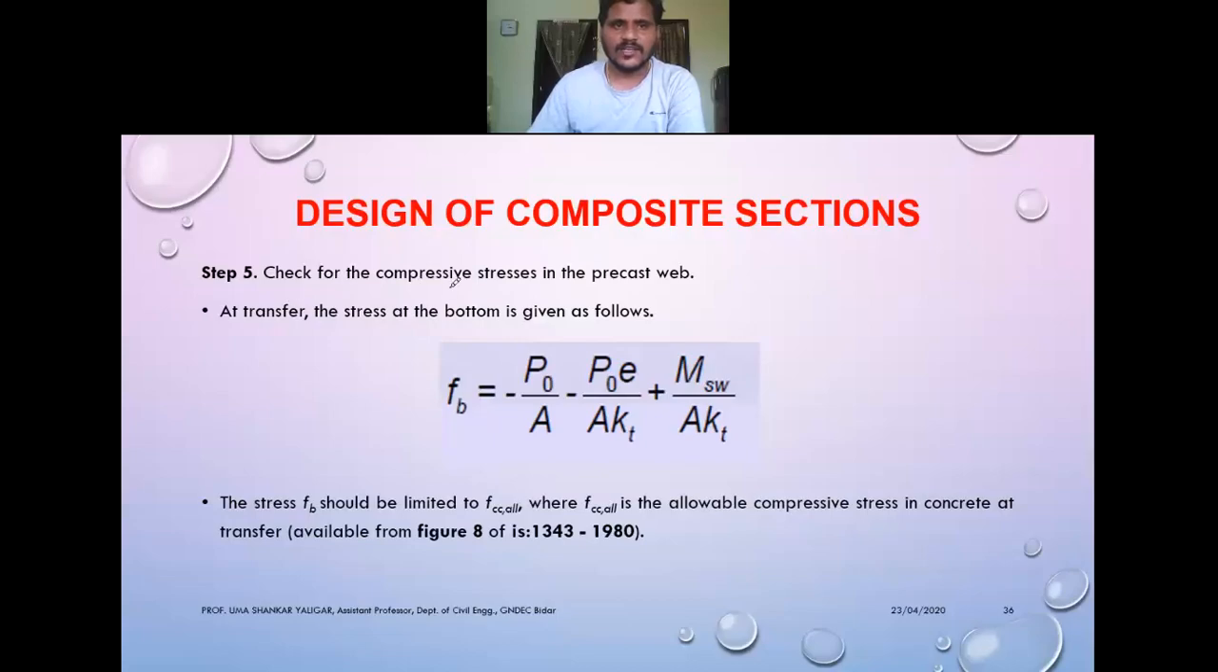Then check for the compressive stress in the precast web. Then calculate the stress at transfer. At the bottom, one part is due to the pre-stressing force, this is due to the eccentricity, and this is due to the self weight. You will calculate FP, and the stresses should be limited to FCC allowable. It should be less than FCC allowable, the allowable compressive stress in the concrete. This you can see as per figure number 8, IS 1343/1980.